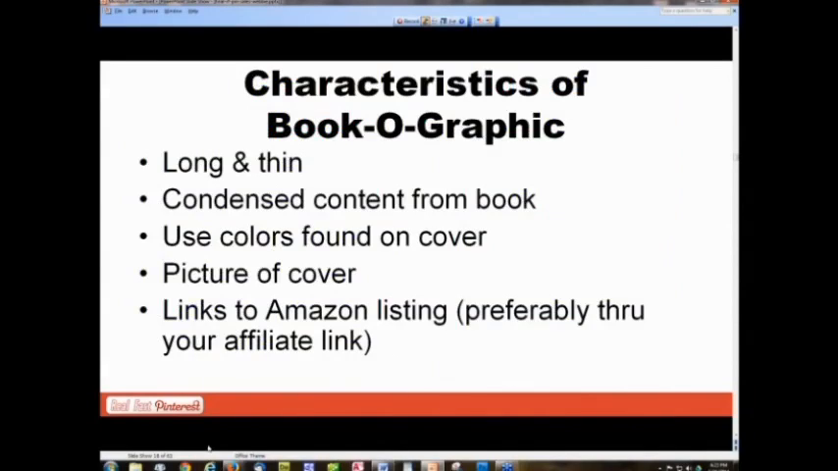If you have a product shot, you would use the colors of that product. A picture of the cover or the picture of the product, a link to the Amazon listing, preferably through your affiliate link. In fact, I don't know any other way to do it. I would always do it through my affiliate link. And those are the key characteristics of a bookographic.